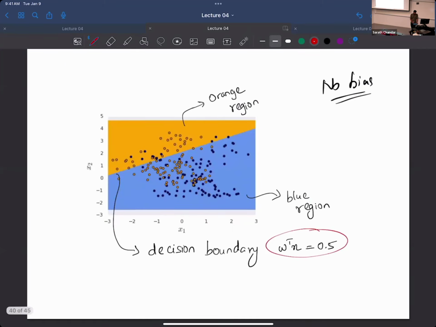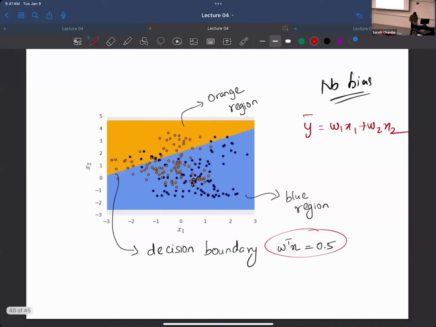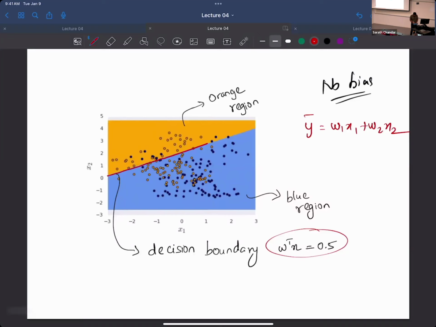In this case, I'm training a model y hat, which is W1x1 plus W2x2. There is no bias. When I train a linear model and plot the line W transpose X equal to 0.5, this is the line that I get. As you can see, the line is passing through 0 because there is no bias. Not a good choice, we should have a bias. For now, there is no bias.